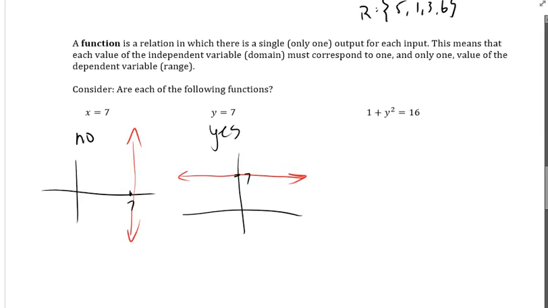Ooh, what about this one? 1 plus y squared equals 16. I think that's supposed to have a plus x or something probably in there, so what if we add a plus x? Okay, so I'm going to subtract 1 from both sides. y squared equals 15 plus x.